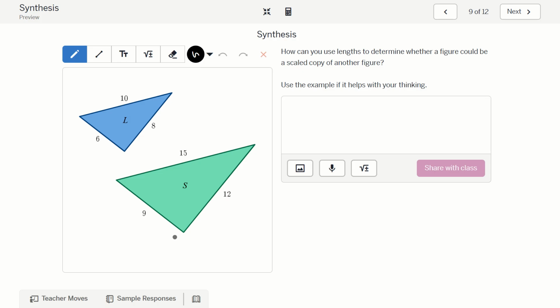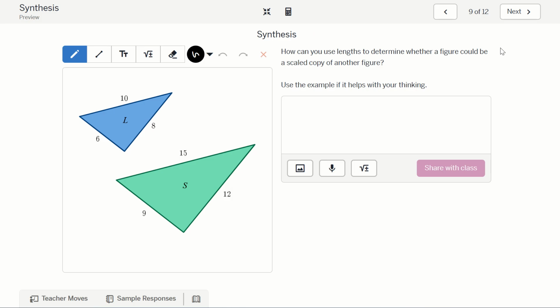Yes. Dividing each number. Okay, give me an example. 15 divided by 10. Okay, and you're going to do it for all of them to see if they're all equal, right? So you got one way to figure it out. With your group, figure this out. If it is a scaled copy, explain what the scale factor is. If it's not, explain why.